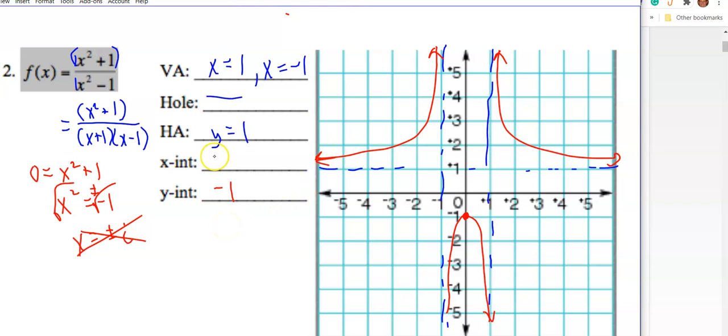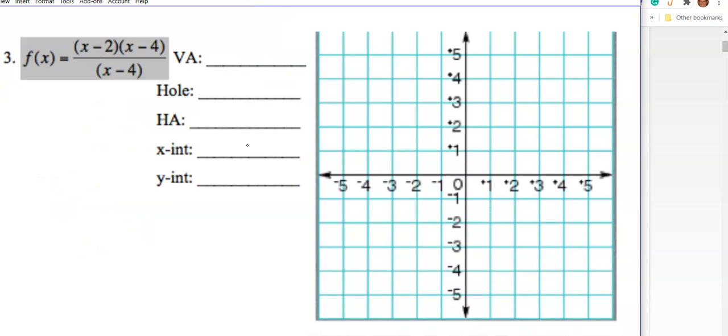So there is no x-intercept. I should probably mention that. Okay, this one does look like something cancels. So when it cancels, it calls a hole at 4. My new function is f of x equals x minus 2. So if I plug in a 4 there, 4 minus 2 is 2. So 4 comma 2, there's a little hole at 4 comma 2. A little hole in the graph.